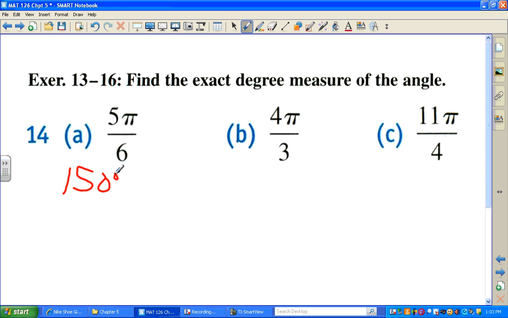So, 4 pi over 3, I'm waiting. I don't know. You can't say that. New Year's resolution. If I hear I don't know again, I'm going to give you a quiz. 240. What is it? What is it? Good. I want to hear you say it. If I want to hear I don't know, I'd call this kid. 11 pi over 4. What is it? I don't think so.